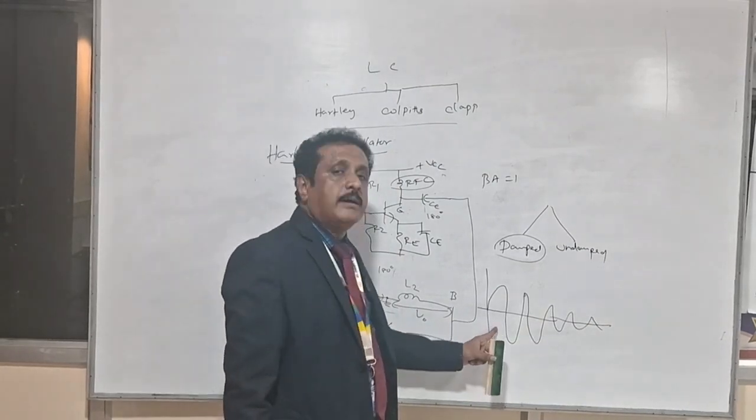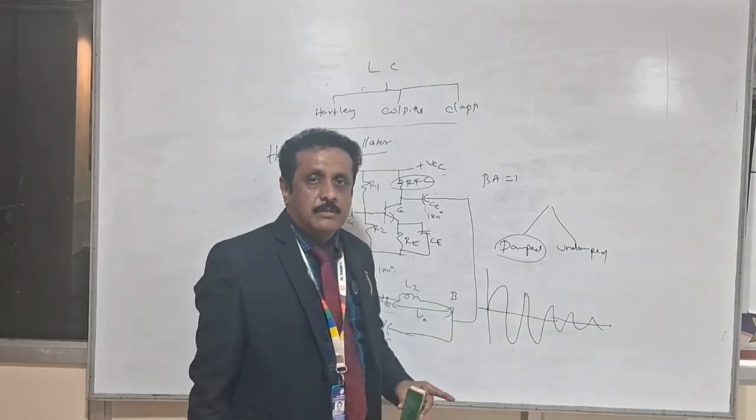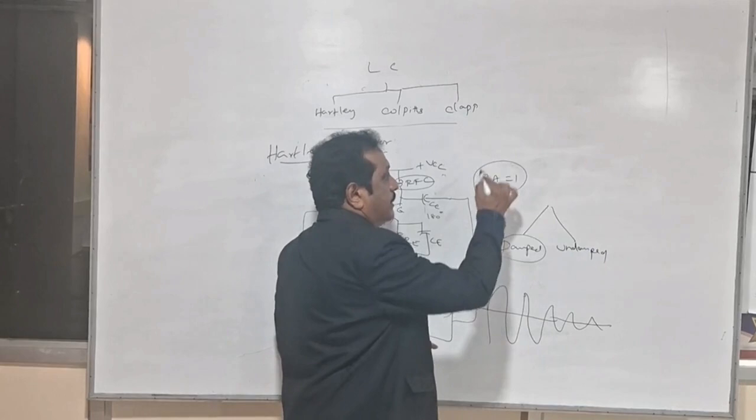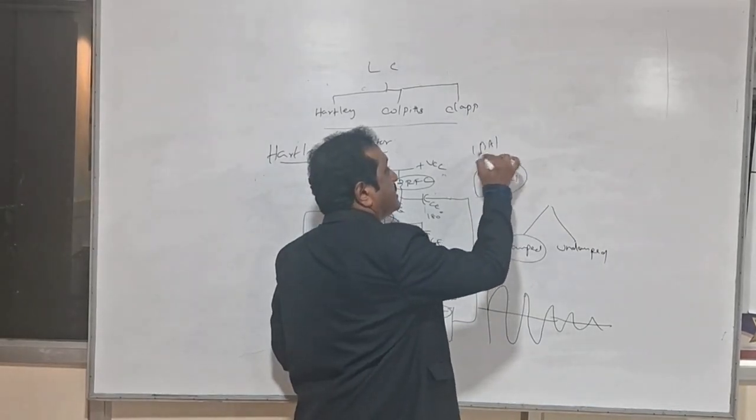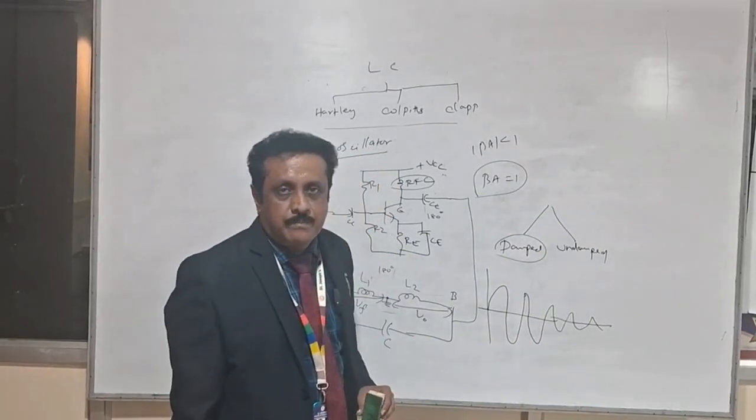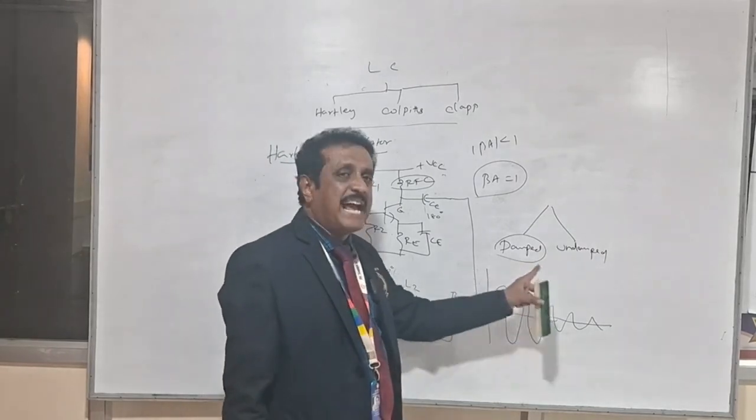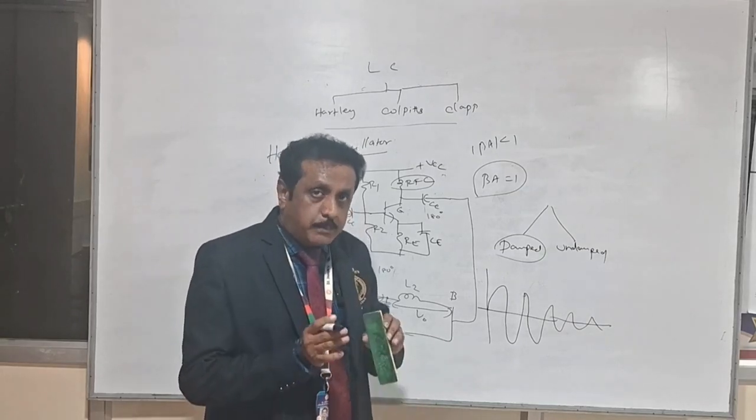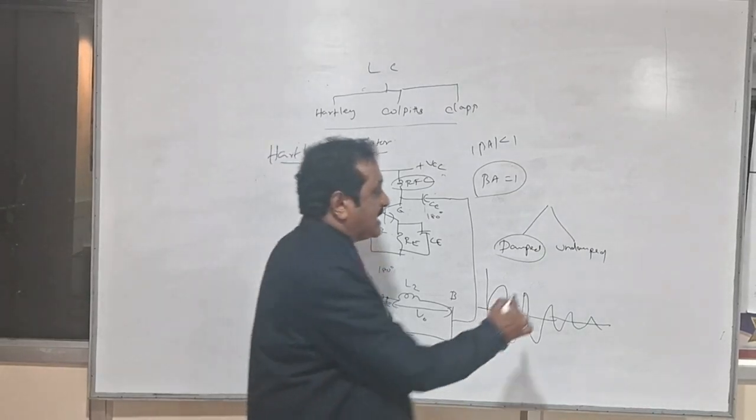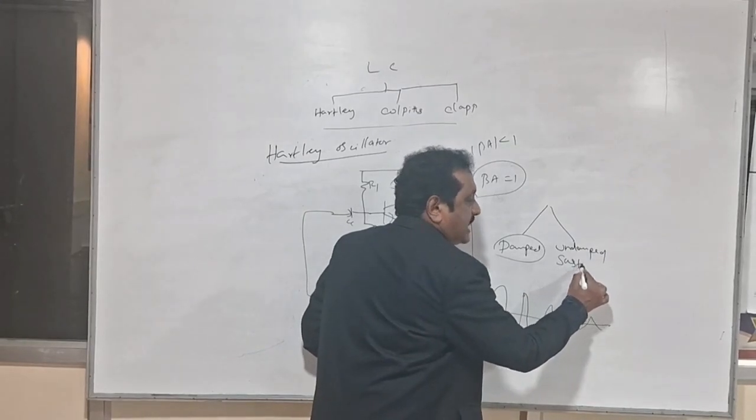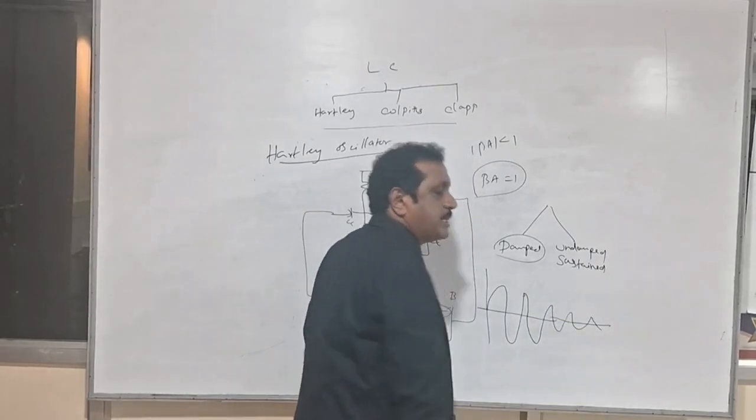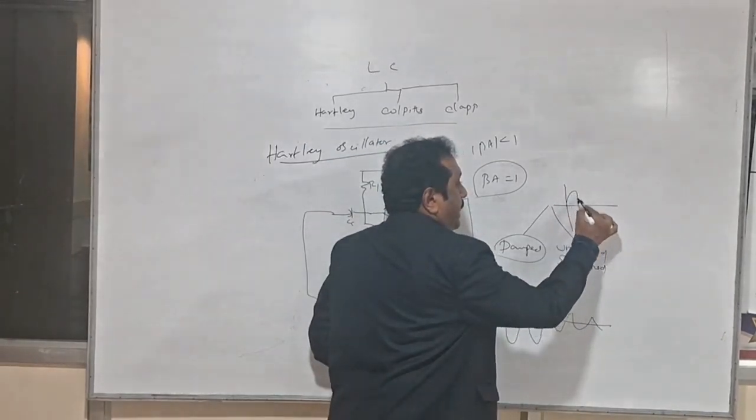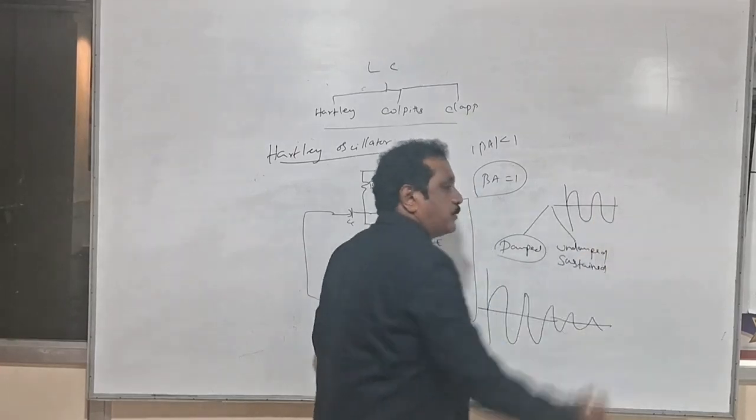That type of oscillation is a damped oscillation. So any circuit that does not maintain βA equal to 1, that means βA is less than 1, produces this damped oscillation. But our aim is to produce undamped or sustained oscillation, both are the same. Our aim is to generate sustained oscillation. Sustained means the output magnitude is constant with respect to time.